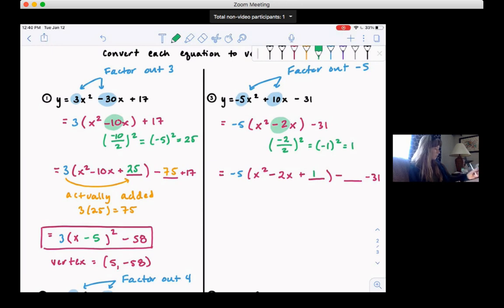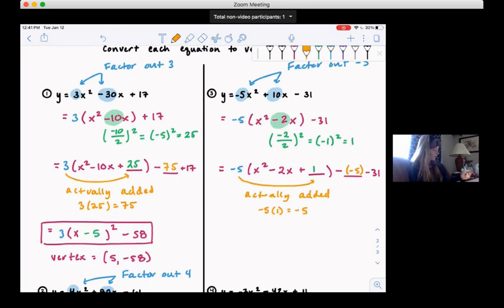And then to figure out what we subtract, we need to incorporate our leading coefficient. So we've actually added -5 times 1, which is -5. So when we subtract outside the parentheses, we're going to subtract -5. And this is where it gets a little weird, because we're subtracting a negative, but that's okay, we can do that.